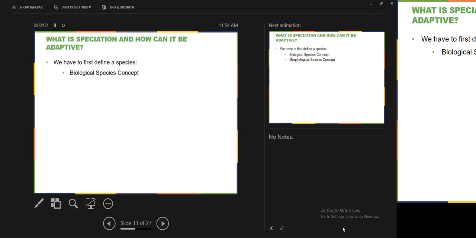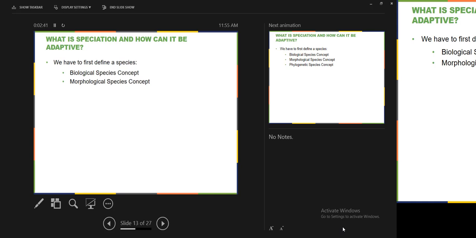You could look at it the opposite way and say if two populations are capable of reproducing, or individuals from two populations can reproduce together, then they are the same species. It's a biological species concept. Morphological species concept is basically this. If the individuals of two different populations look different, then they're different species. So if you can match an organism to a population based on the way it looks, then they're separate species.